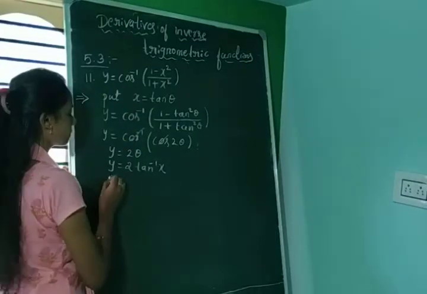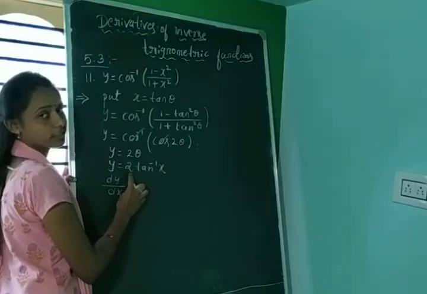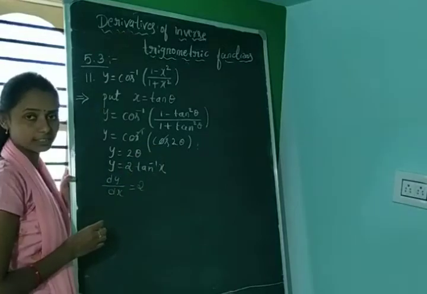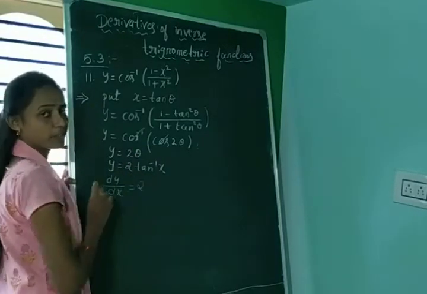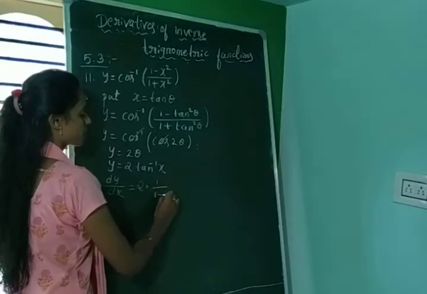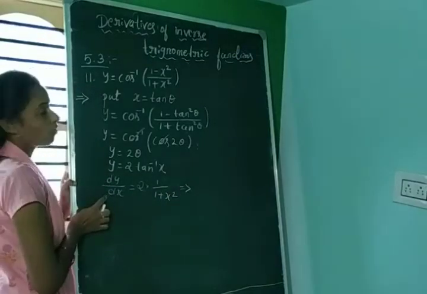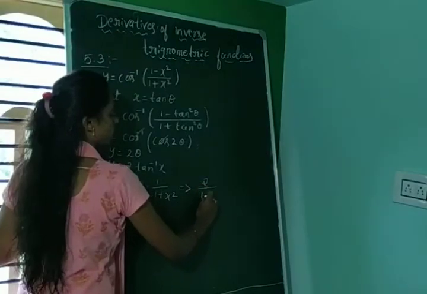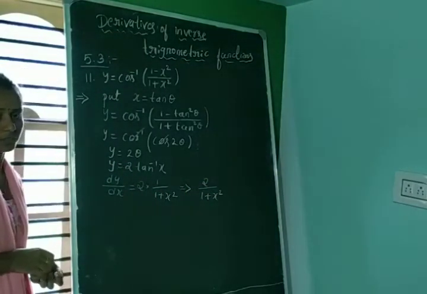Clear? Therefore dy by dx is equal to, this is a constant, the product is there, therefore you need to write the constant as it is. Differentiate this. As we know, the derivative of tan inverse x is nothing but 1 divided by 1 plus x squared. Hence you can write the derivative of this inverse function as 2 divided by 1 plus x squared. Hope this is understood. Okay.